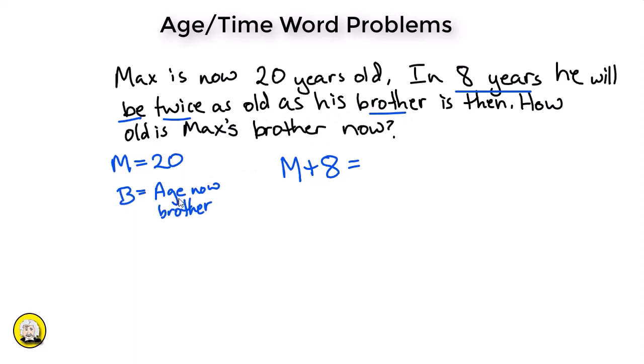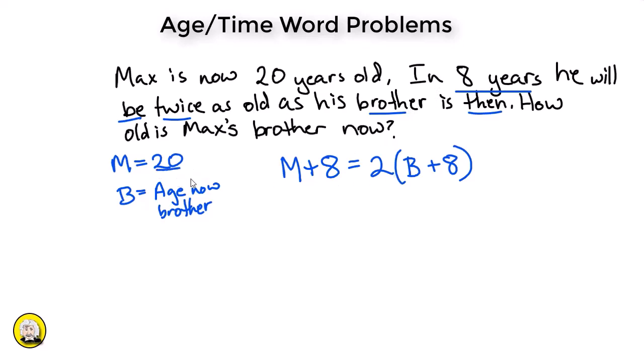We'll denote B as his brother's age now. So Max will be twice as old as his brother. So he'll be 2 times his brother's age then, which means in 8 years. So again, his brother in 8 years will be B plus 8 years. Both of them are 8 years older. So that forms the equation provided by this sentence in the word problem: M plus 8 equals 2 times B plus 8.